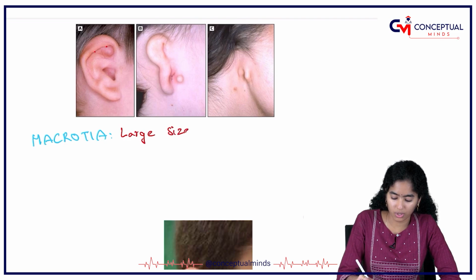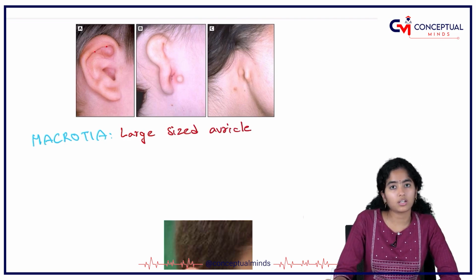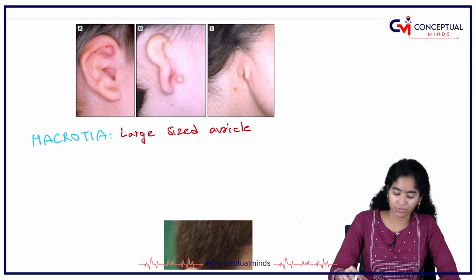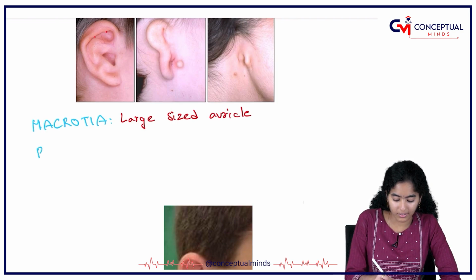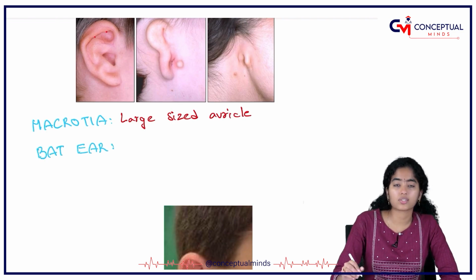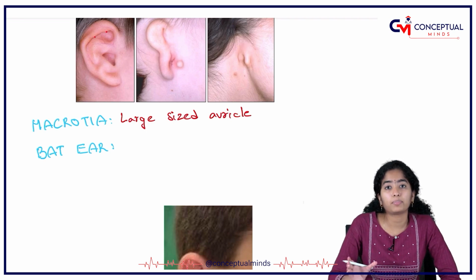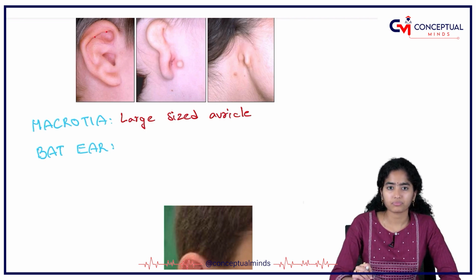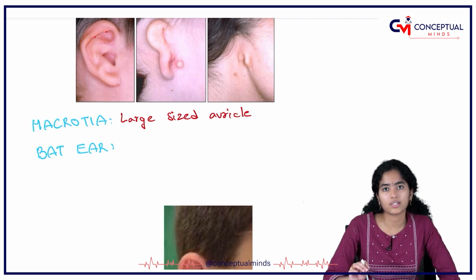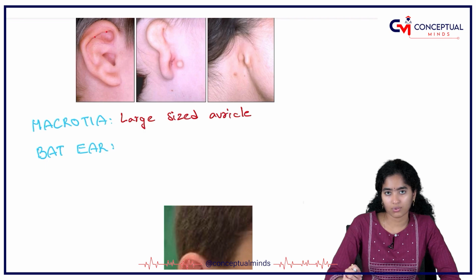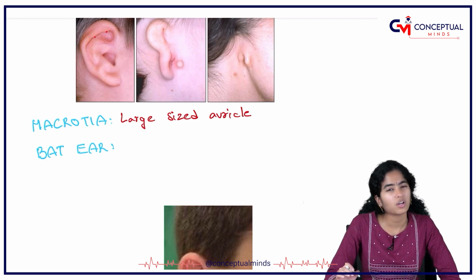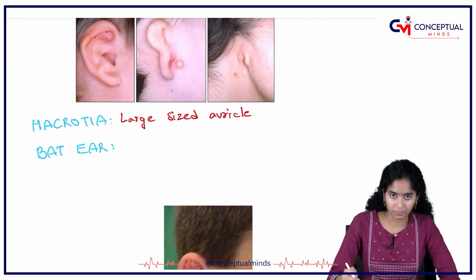Large sized auricle. If it is problematic, reduction surgeries can be performed. Next anomaly is bat ear. In bat ear, the problem is the ears are excessively protruding outside. Abnormally protruding ears are called bat ears, and this can be unilateral or bilateral. It does not cause any hearing issues, but cosmetically it can be a problem.